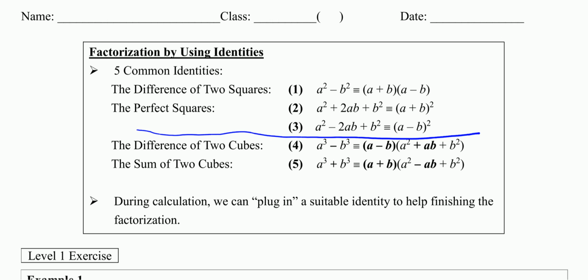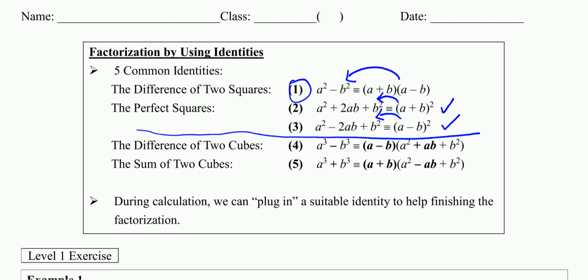First of all is the difference of two squares. You may have learned a plus b times a minus b. If we expand this, we will have the format a squared minus b squared. And then the two forms of perfect square, a plus b the whole square and a minus b the whole square. You may have such a format for the expansion.